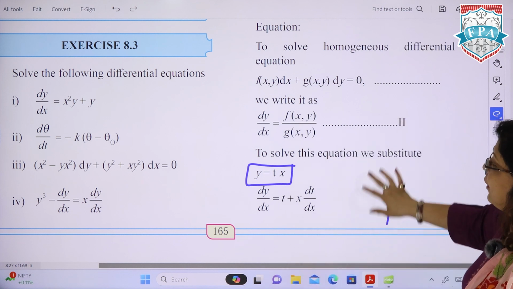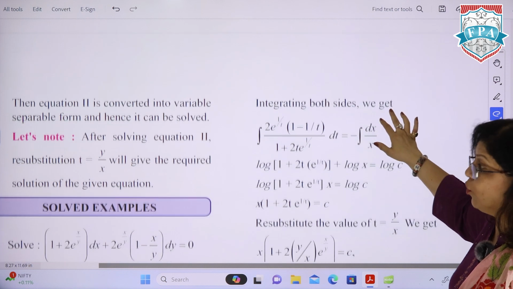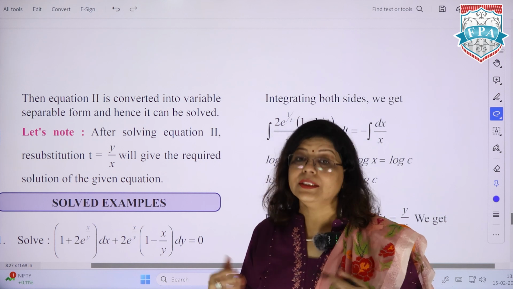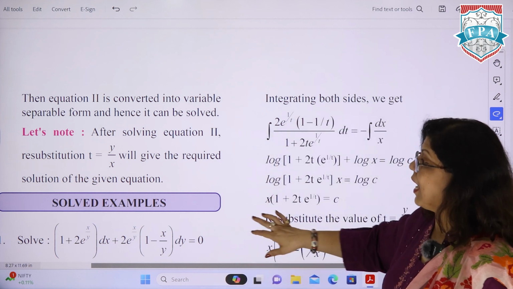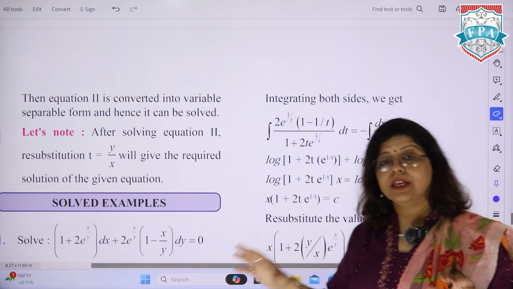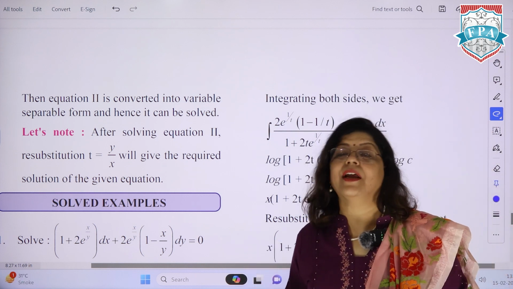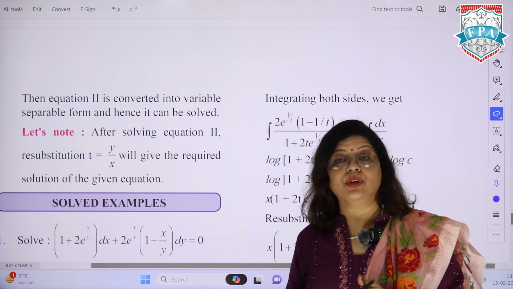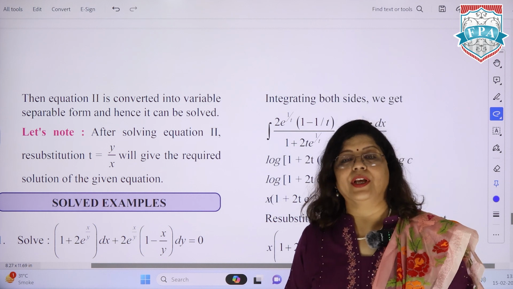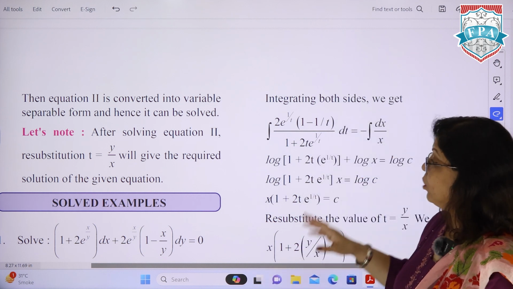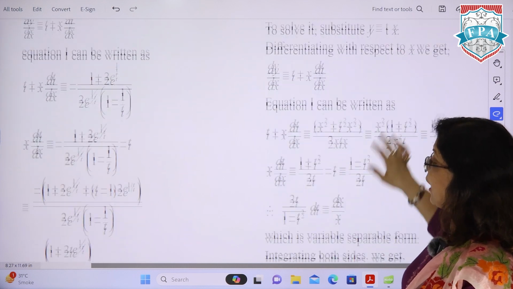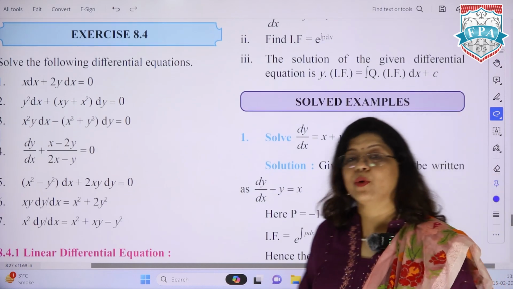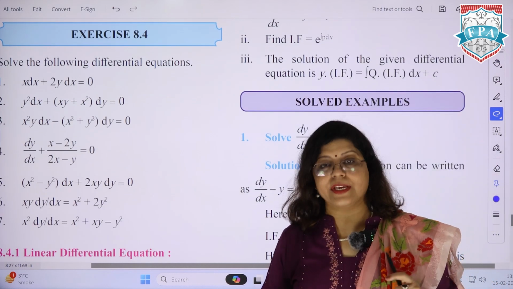Once you have this one, then in the main question, substitute all the y's as tx and then substitute dy by dx as t plus x dt by dx. At the end, solve it using t and x, and ultimately you will be able to get the final equation, and then resubstitute the value of t, and then you will be able to get the final value. So this is how we'll be solving this kind of differential equation, which is known as homogeneous differential equation. So now let's do some questions from the exercise to make your concept better.